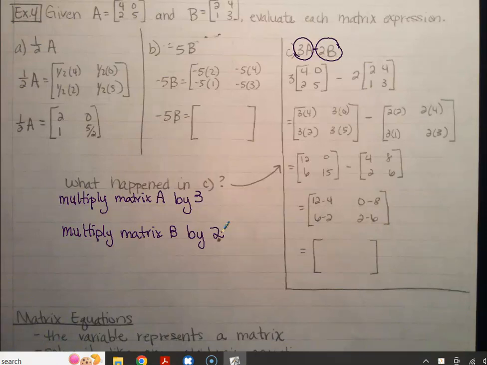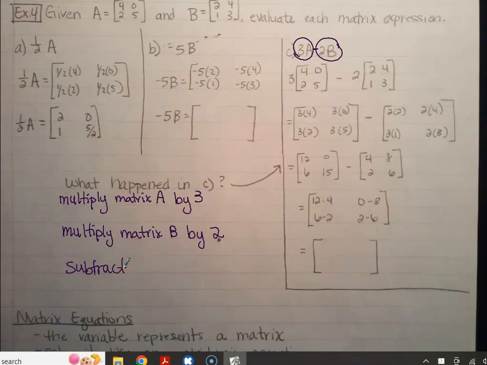You could multiply by a negative 2, totally fine, or multiply by 2 and then subtract. In your homework, you can do it any way you want, because in my homework, I would probably do negative 2 and then add. But I'm going to work it out the way the textbook did to keep it consistent if you go back and reference it. All right, so we multiply matrix A by 3, we multiply matrix B by 2, and then the next thing we do is subtract. So we're going to subtract last.